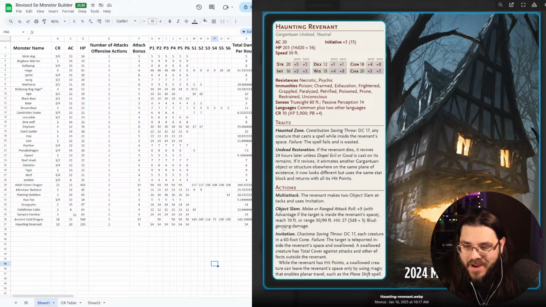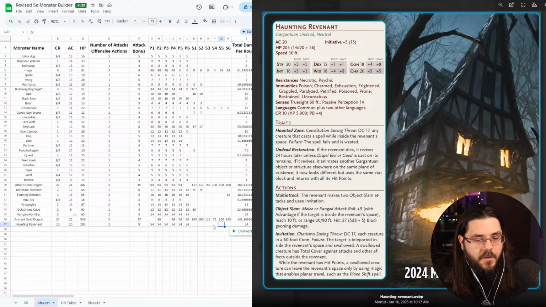Cool. If the Revenant dies, it revives 24 hours later unless the spell Good or Evil is cast on its remains. I like that. If it revives, it animates another gargantuan object or structure elsewhere on the same plane of existence. It now looks different, but uses the same stat block and returns all of its hit points. I like that again. Haunting Revenant is pretty cool. I like that quite a lot.